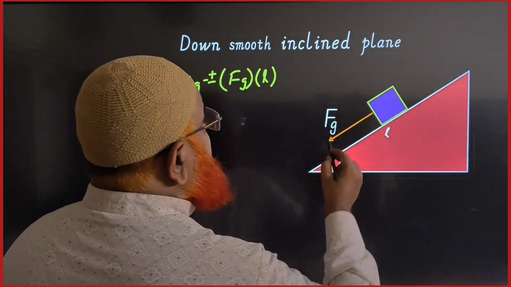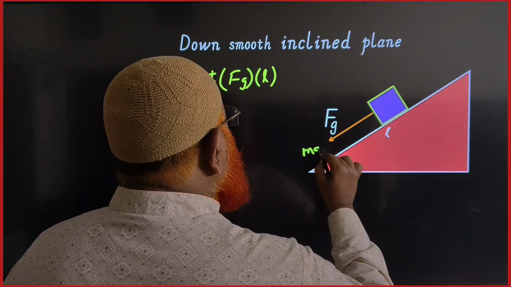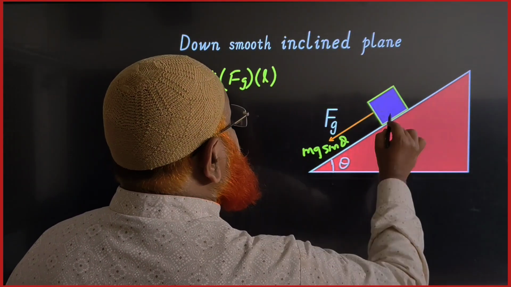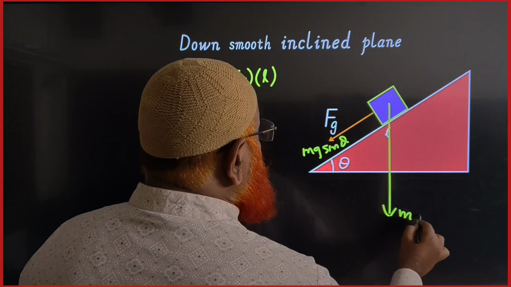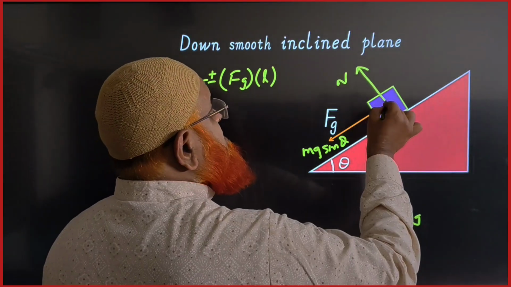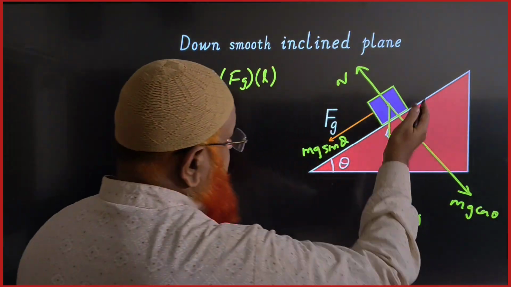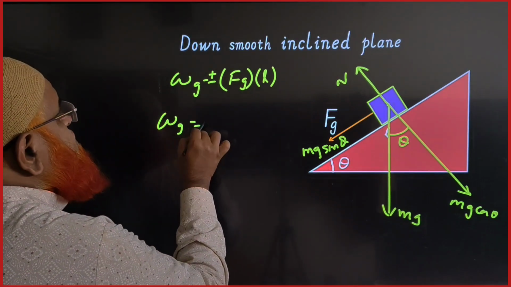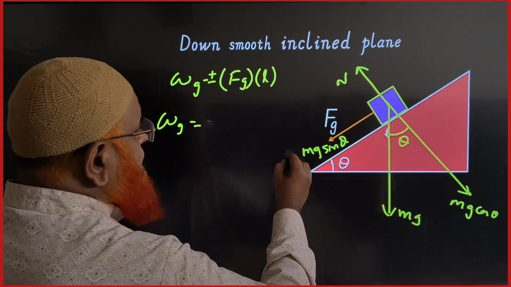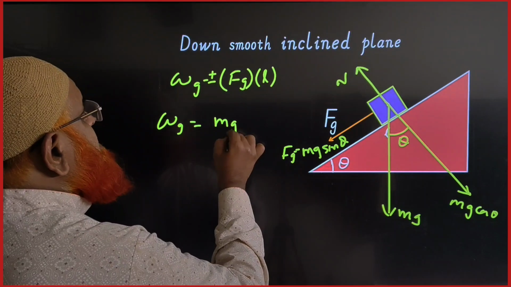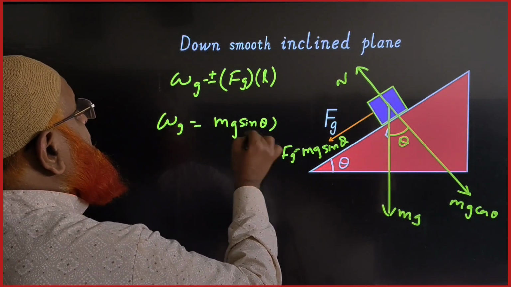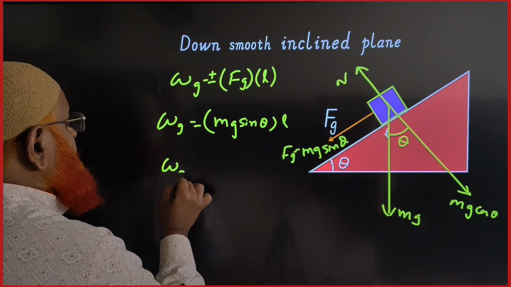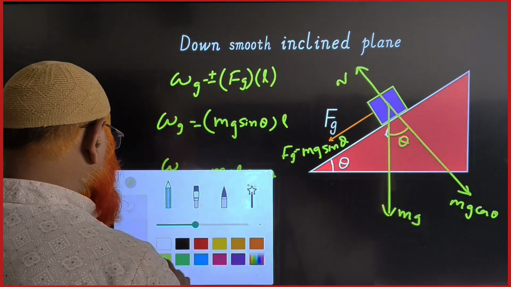Now what is the gravitational force in this direction? This is going to be mg sin theta. Why mg sin theta? Because downwards is mg, and in this direction is the normal reaction. This is called mg cos theta and this is called mg sin theta. Okay? So the force due to gravity is mg sin theta, into L. Therefore, work done by gravitational force is mgl sin theta.